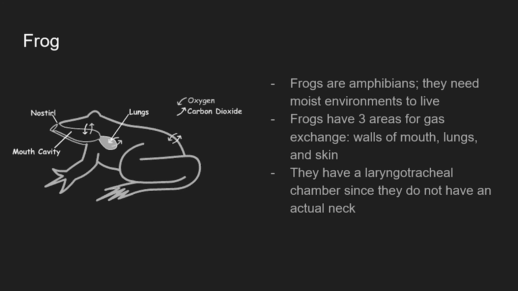They have a laryngotracheal chamber which the air moves through, since they do not have an actual neck like the rat does. The lungs of the frog are far thinner than those of the rat. They are like balloons.